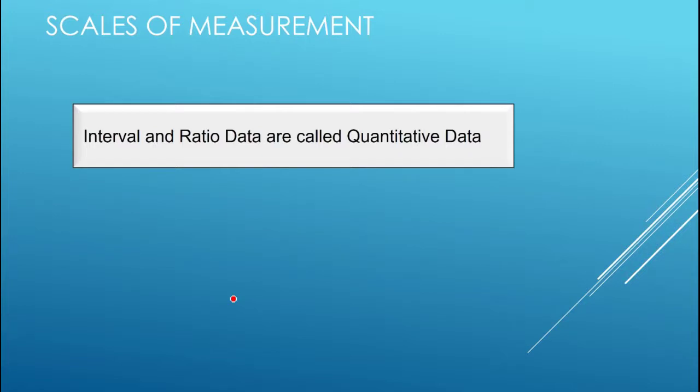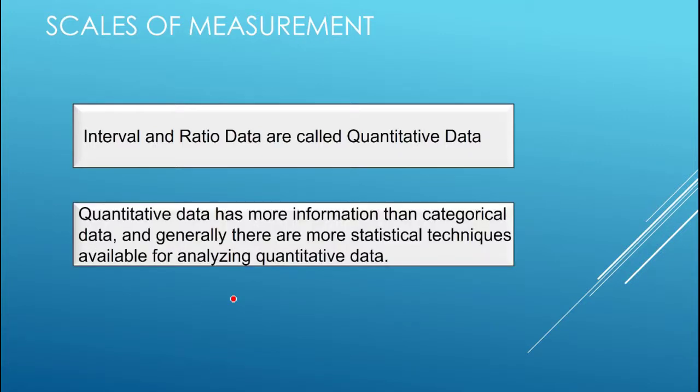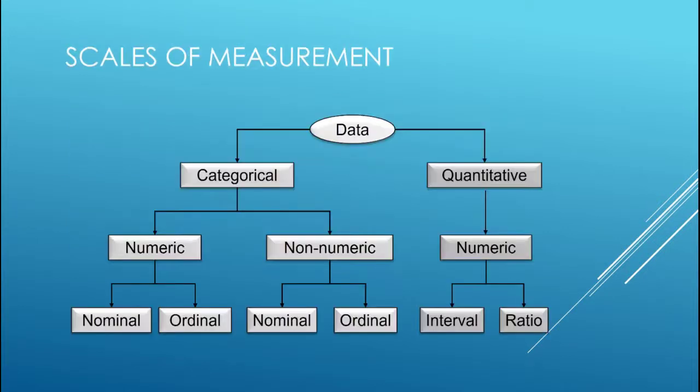Together we call interval and ratio scale data quantitative data. In general, quantitative data has more information than categorical data, and generally there are more statistical techniques that we can apply to the analysis of quantitative data than to the analysis of categorical data.